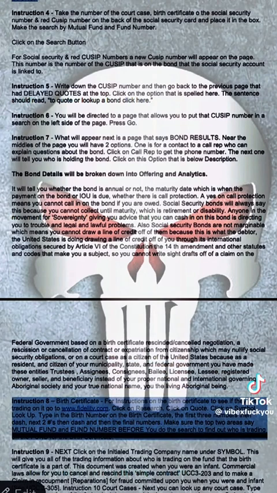For instructions on the birth certificate to see if they are trading on it, go to www.fidelity.com. Click on Research. Click on Quote. Click on Symbol Lookup. Type in the birth number on the birth certificate. The first three numbers, then dash, next two digits, then dash, and then the final numbers. Make sure the top two areas say mutual fund and fund number before you do the search to find out who is trading on the fund for the birth certificate.